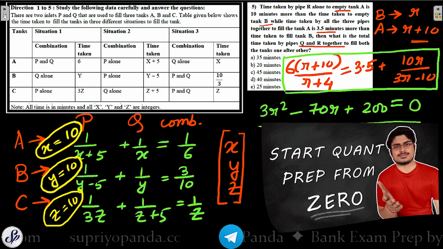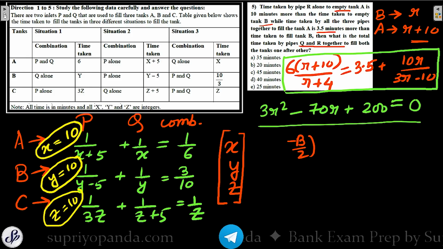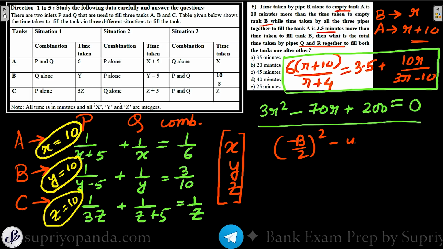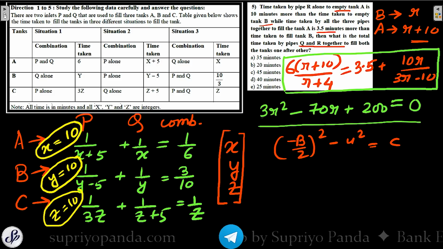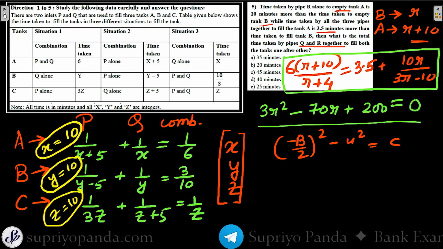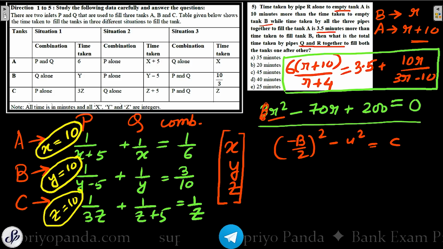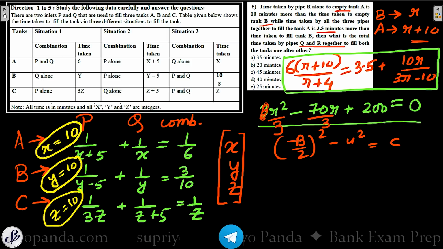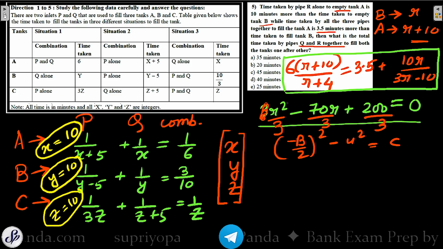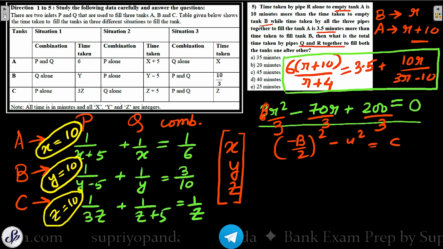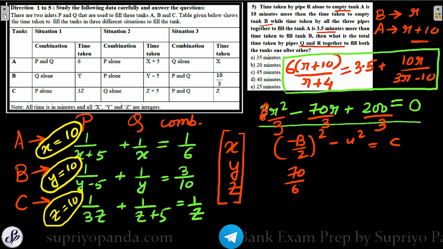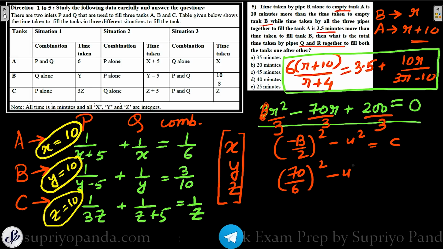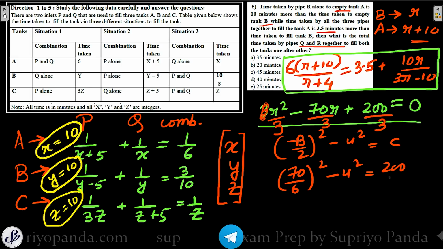So using that method, we are going to do (minus b by 2) whole square minus u square equal to c. So in this method, remember, we cannot have the coefficient of a, so we have to actually divide it. So this will no longer be over here, it will be 70 by 3 and also 200 by 3. So that is very important to do. So 70 by 3 divided by 2 whole square. So this will be 70 by 6 whole square minus u square equal to 200 by 3.